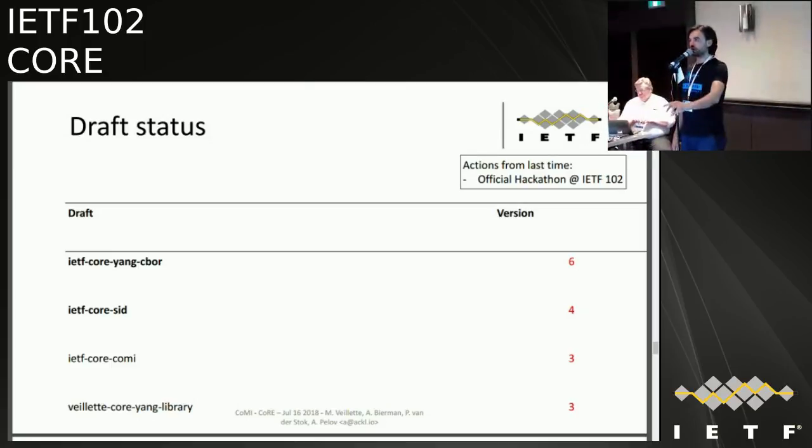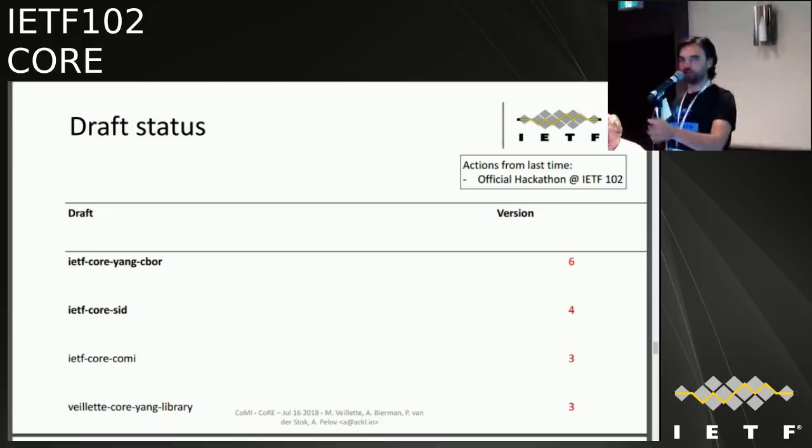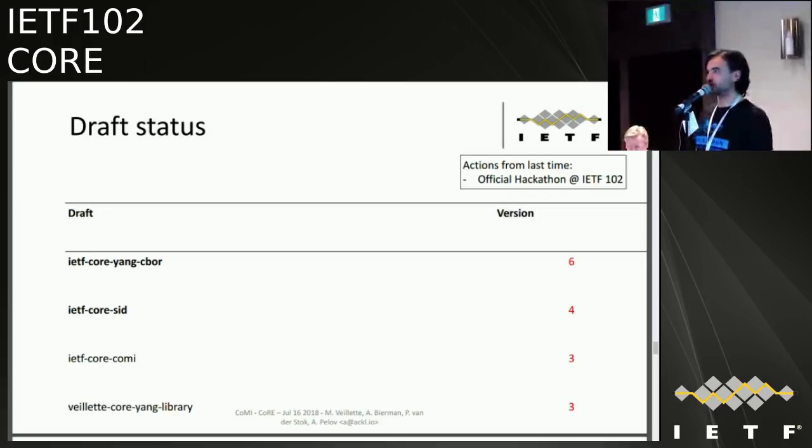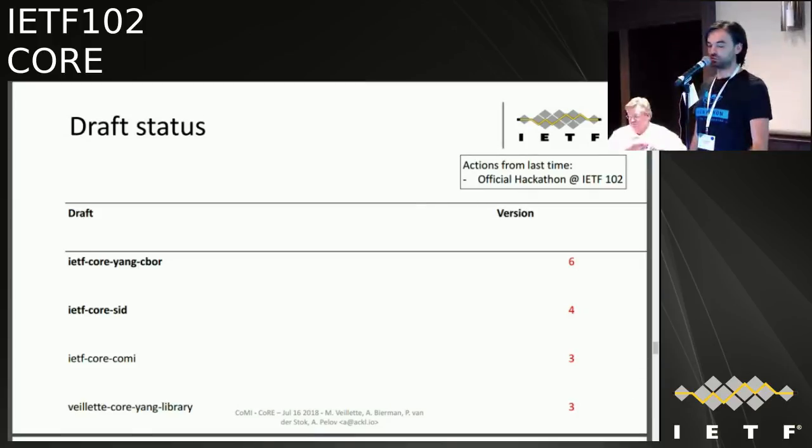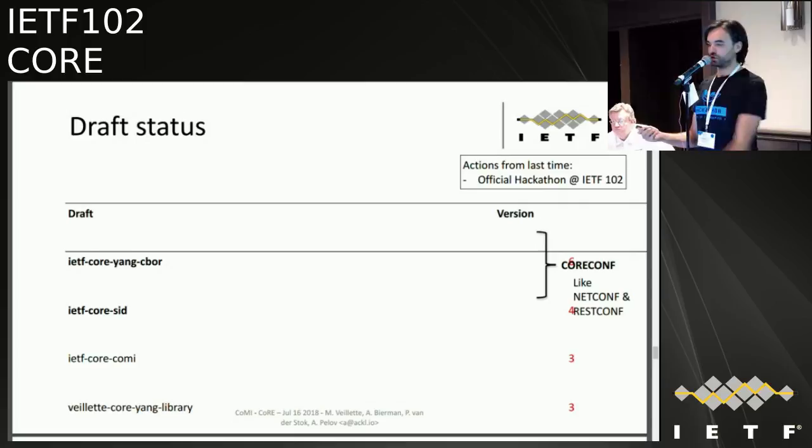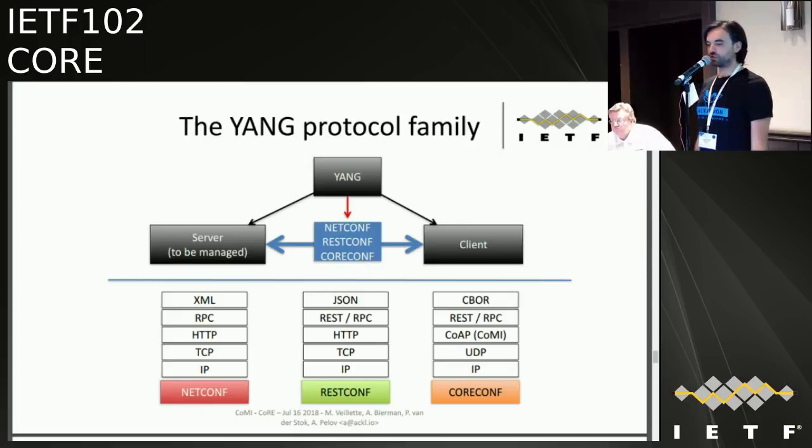These are the versions of the respective drafts, and the first 3 need some minor changes because we had some input on the mailing list, which we'll do 1 week after the IETF, and then they're ready for working group last call. Okay, and that's the CoreConf thing. Here you can see the protocol stacks, which Carsten explained. You can consult them afterwards if you wish: netconf, RESTconf, and CoreConf.